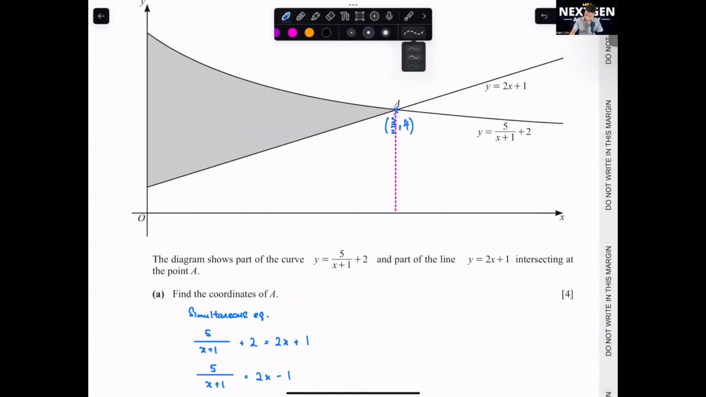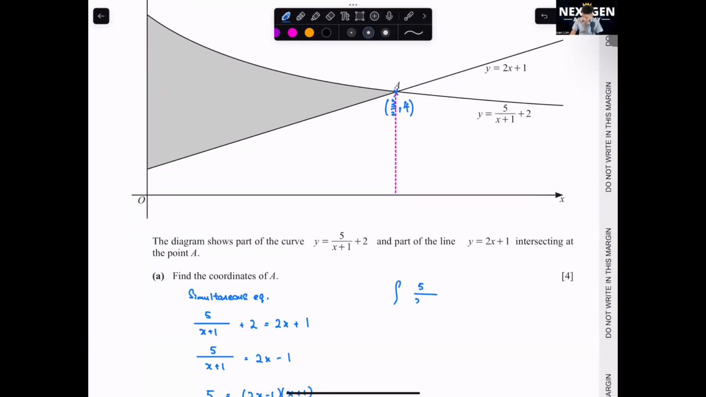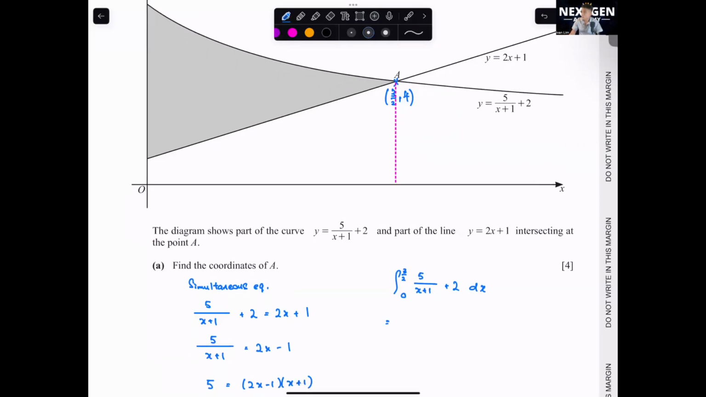Integrate. Okay, let's integrate 5 over x plus 1 plus 2 dx from 0 to 3 over 2. Okay, what will we get? When we integrate this one, we'll get 5 ln(x plus 1) plus 2x from 0 to 3 over 2.